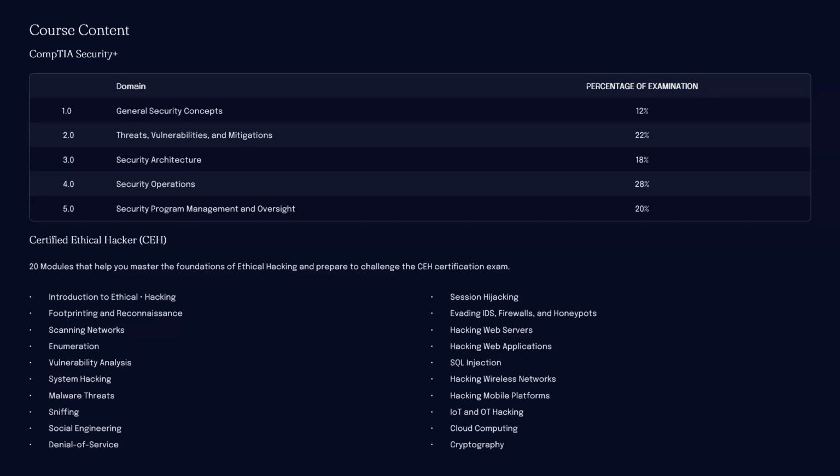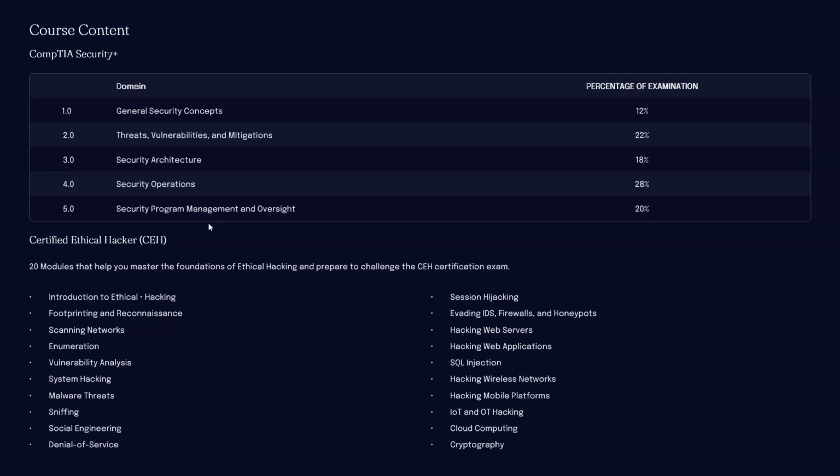Does anyone have any questions, especially the CompTIA Security+ folks? Does anyone have any question? Okay, if not, then we can move ahead to the next.